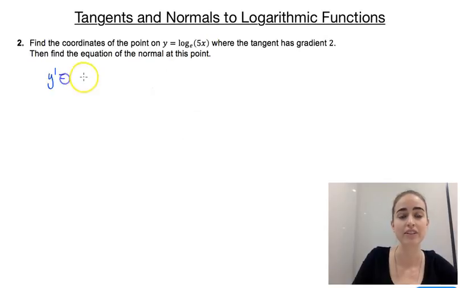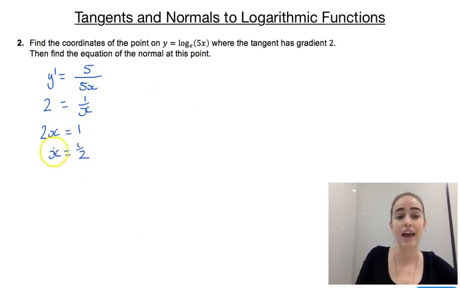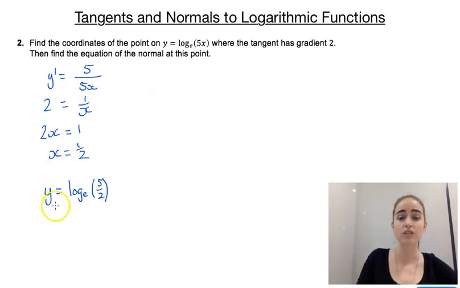So our derivative is equal to 5x on the bottom and the derivative of that on the top, so 5 over 5x, which just simplifies to 1 over x. And we want this gradient to be equal to 2, so we'll put a 2 here. And then we need to rearrange that. So we'd have 2x is equal to 1, so x is equal to a half. So this is the x coordinate of the point where the gradient is 2, but we want the y coordinate as well. So we'll substitute that half back into our original function, and we'd have log to the base e of 5 over 2. All right, so that's the coordinates of the point.